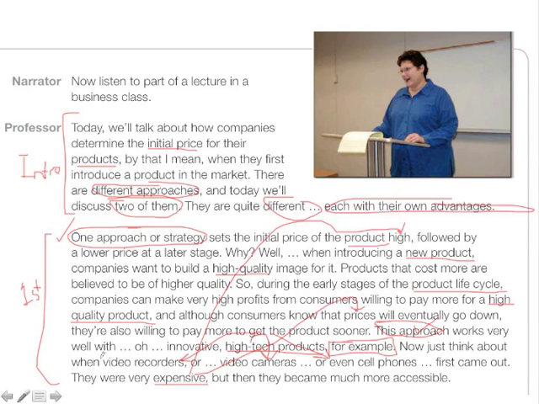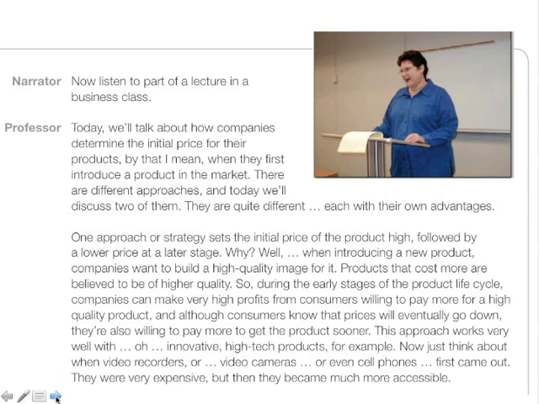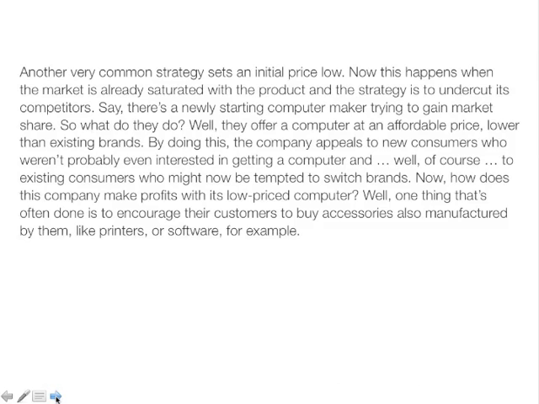All right, now let's see how the professor changes direction to give us the next approach. And again, we'll pull out our pen. Here we go. Another very common strategy sets an initial price low. Now this happens when the market is already saturated with the product, and the strategy is to undercut its competitors. Say there's a newly starting computer maker trying to gain market share.